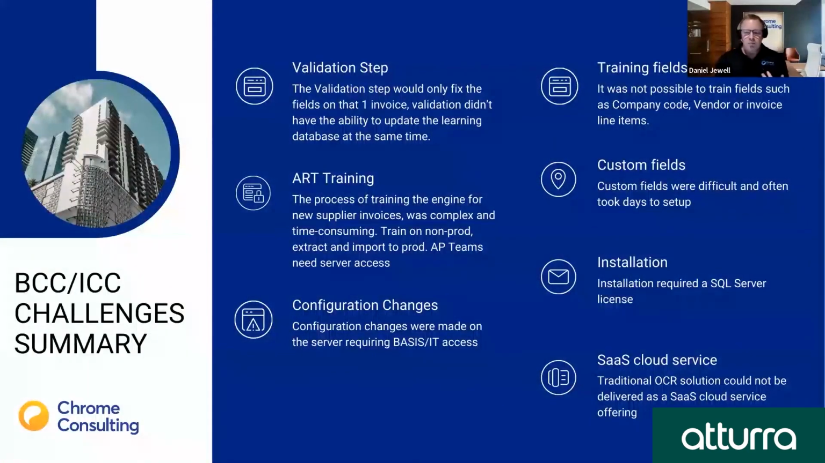So finally, just a little bit of a summary around some of the challenges with the current BCC ICC solution. So as we've already demonstrated, the effort to fix a missing field in the validation step just does not automatically update the invoice learning database. The process of updating the learning database is slow and cumbersome. Changes required admin level backend server access, which is quite often not possible. It also is not possible with the older solution to train some important fields, such as the company code, the vendor, or even the ability to train line items.